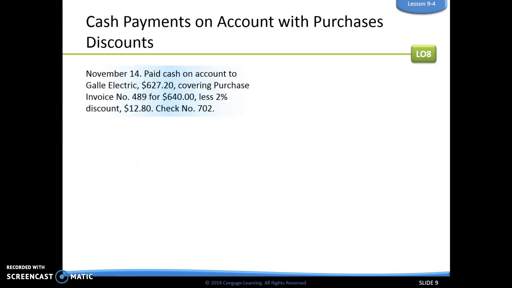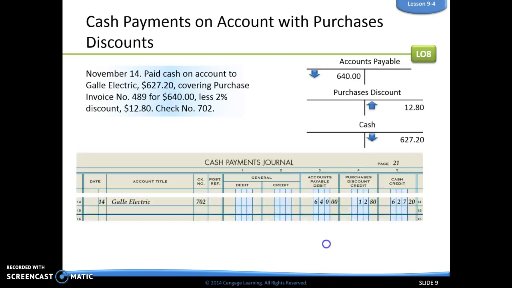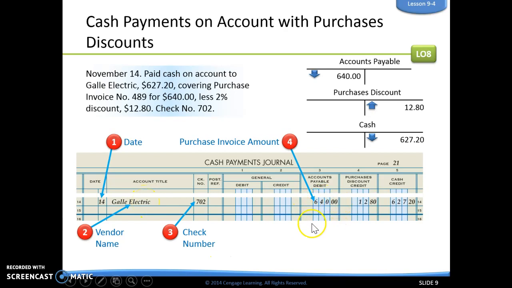So here we have November 14th, we paid cash on account to Gal Electric, $627.20, covering purchase invoice number 489 for $640, less a 2% discount of $12.80, check number 702. So I see that I paid cash, I have a check, that tells me I'm going into my cash payments journal. Now, what I'm going to do in this case, I'll start with my date, and then I'm going to put the vendor in my account title. Okay, so I'm going to write that in my account title column. And then I'm going to write the total amount.